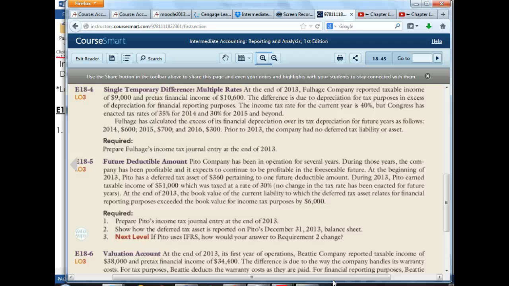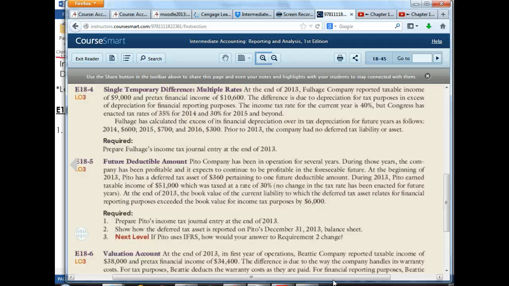During those years, the company has been profitable, and it expects to continue to be profitable in the foreseeable future. At the beginning of 2013, Pedo has a deferred tax asset of $360 pertaining to one future deductible amount. So guys, what does that mean?